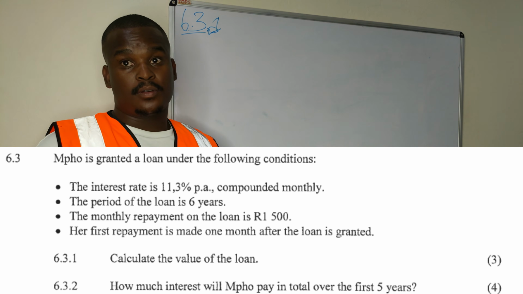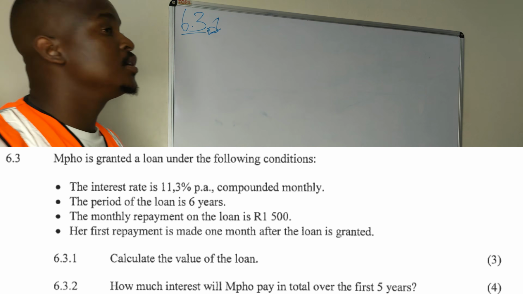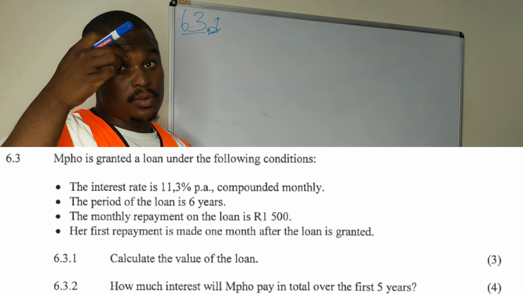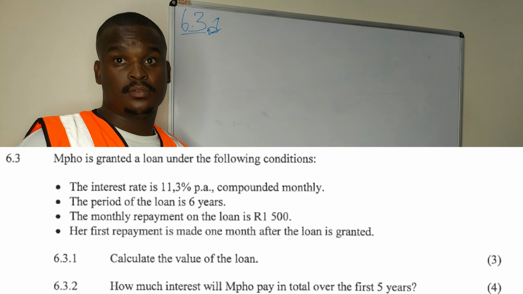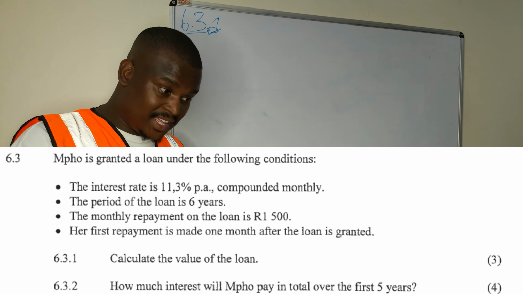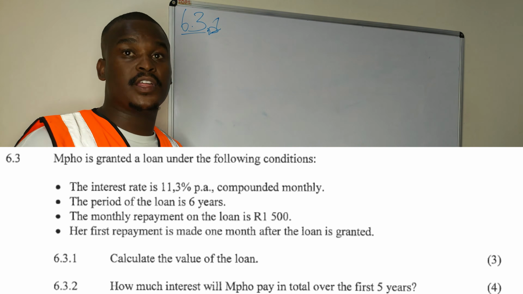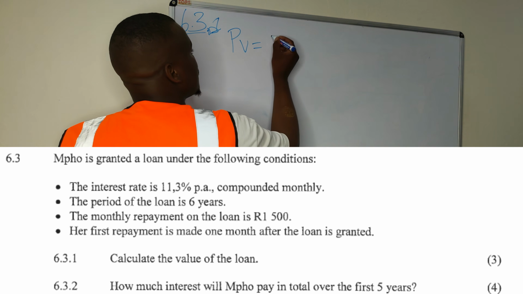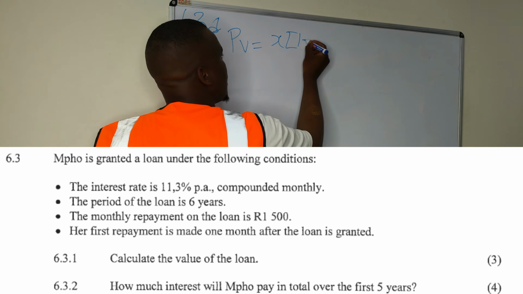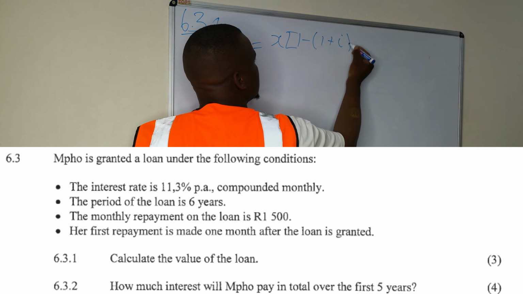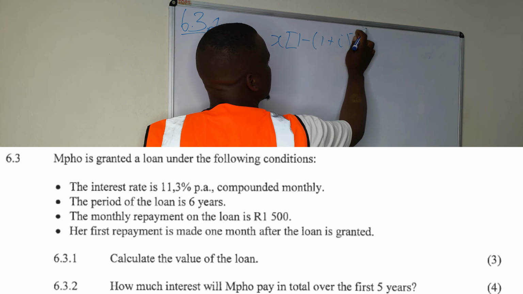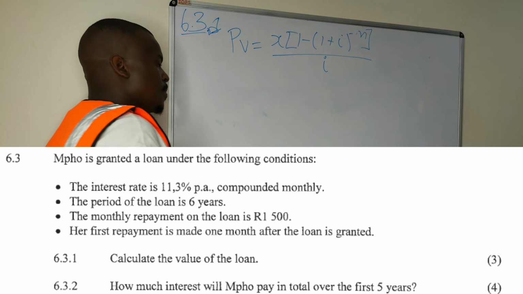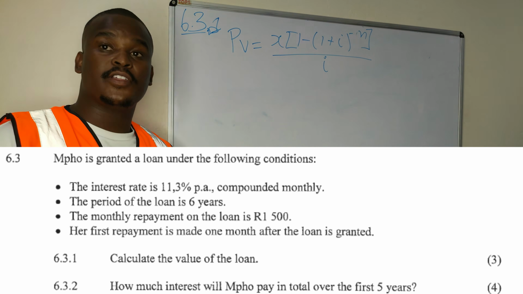Calculate the value of the loan, right? So they want you to find the value of the loan. What is the present value of the loan? You want the current value of the loan, the present value of the loan. So the present value of the loan is given by this formula: X times (1 minus (1 plus i) raised to negative n) all over i. This is the present value of the loan.